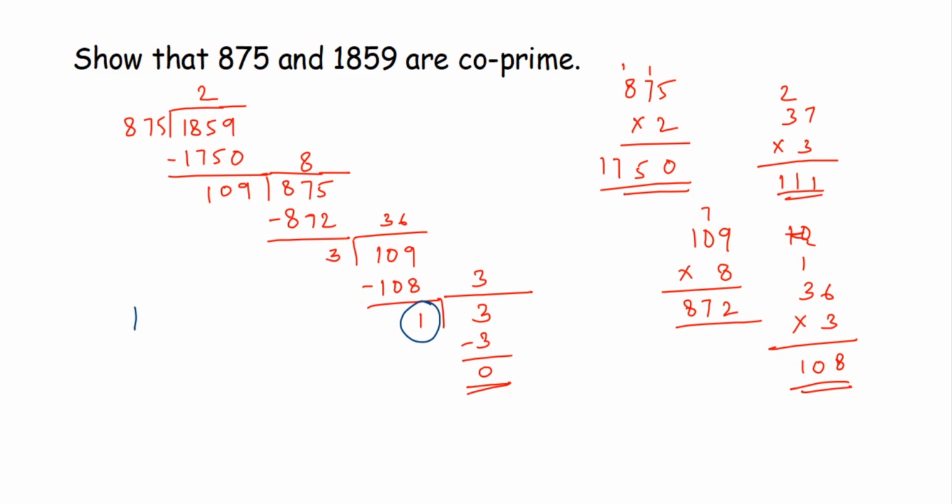So therefore HCF of these two numbers is 1. So if the HCF is 1, this means that these two numbers are coprime. So that's it. This is how we can show that given numbers are coprime.